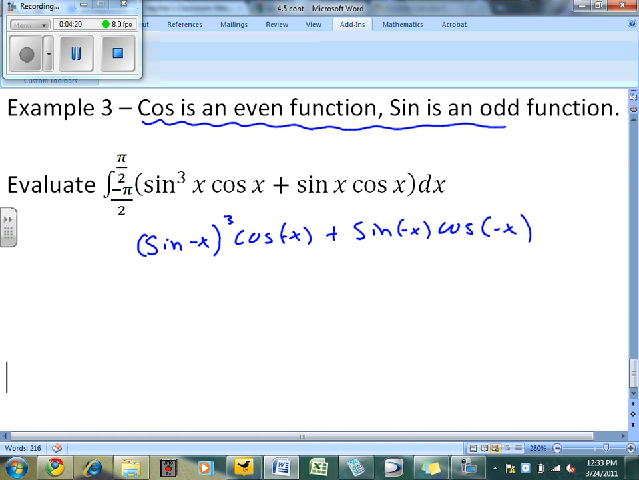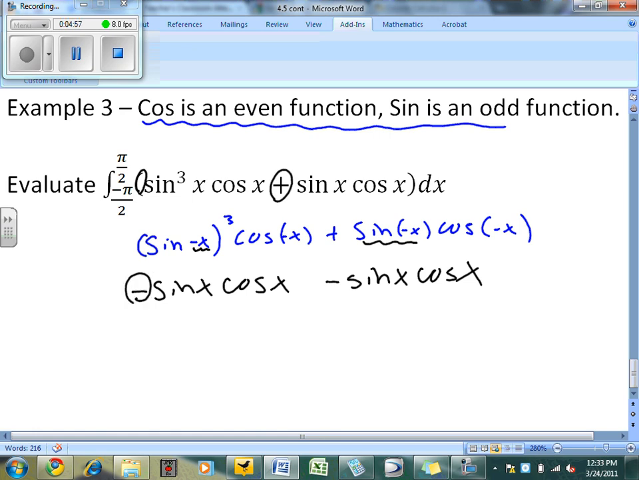We said sine is an odd function, so -x is going to give a negative sign, and since it's cubed, it's still going to be negative, so I'm going to have negative sine of x. Then cosine of -x, we said cosine is an even function, so that's just going to be cosine of x. Then again, sine is odd, so that's going to be negative sine x, and cosine is even, so this is going to be cosine of x. If you notice from our original equation, the signs are completely opposite.